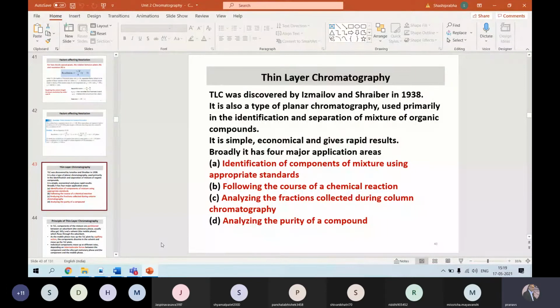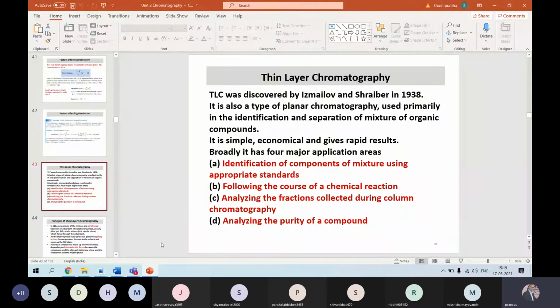Without this, there is very little option for an organic chemist specifically to purify that compound. And in monitoring in which fraction your product has started to come, that is done by TLC. I hope you understand this.